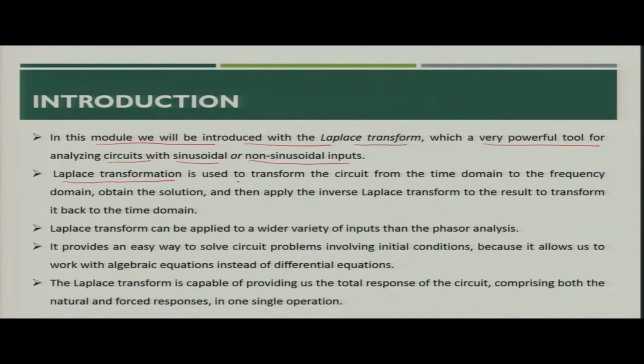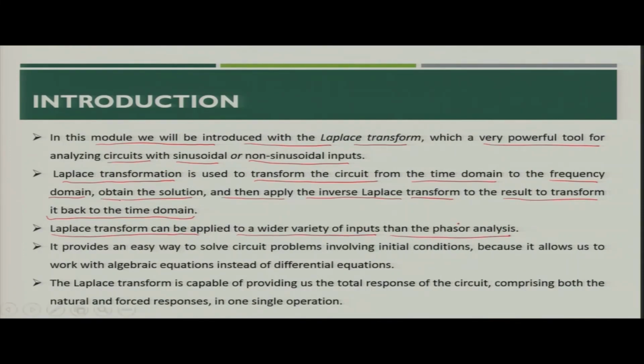Now, the Laplace transform is used to transform the circuit from the time domain to the frequency domain and obtain the solution. So, when you use the Laplace transform, you will first convert the circuit from time domain to frequency domain, obtain its solution, and then you will apply the inverse Laplace transform, and the result will be transformed back in the time domain. Now, the Laplace transform can be applied to a wider variety of inputs than the phasor analysis.